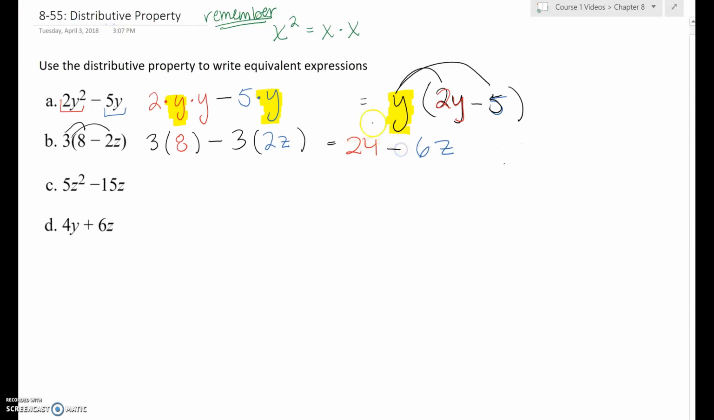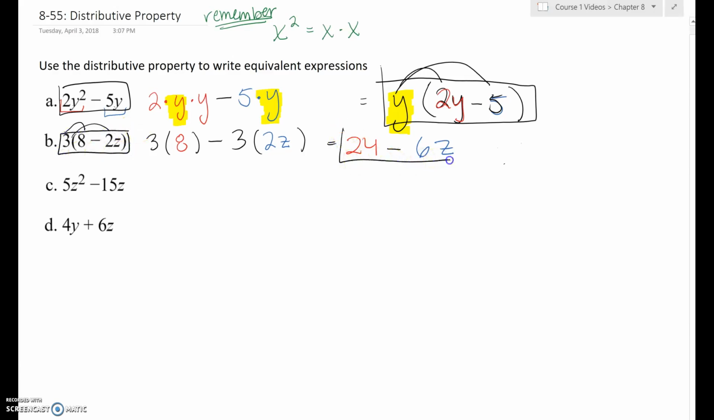So that is using the distributive property. So here, these two are equivalent. This expression is equivalent to this one here using the distributive property. So is this here in the middle. Those are also equivalent. All right, so 24 minus 6z is the same thing as 3 times the quantity 8 minus 2z.